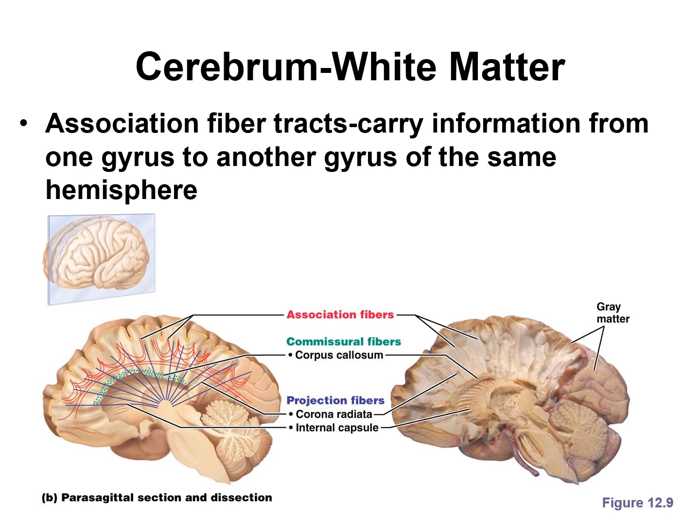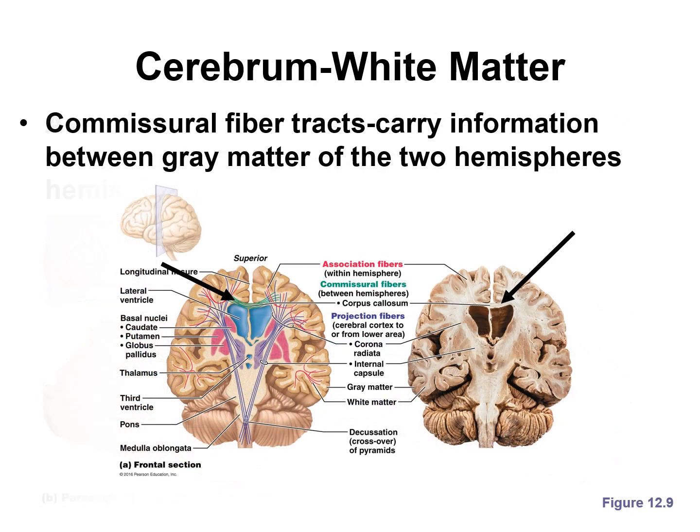Association tracts, shown here in red, carry information from one gyrus to the next within the same cerebral hemisphere. While an association tract carries information within one hemisphere, commissural fiber tracts, shown here in green, carry information from one hemisphere to the other.